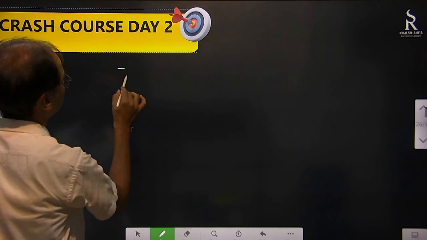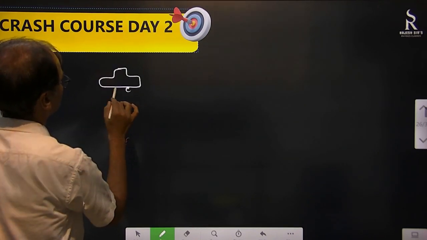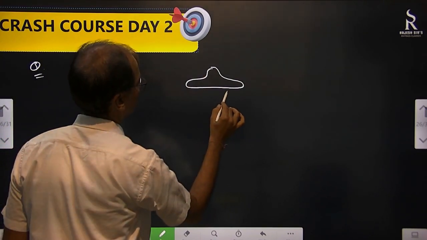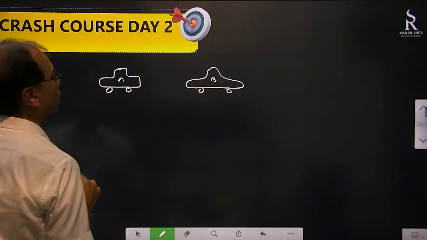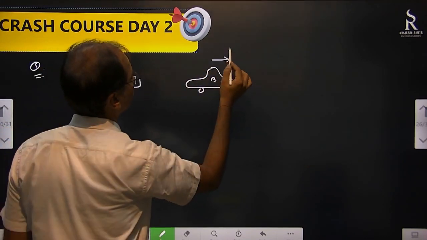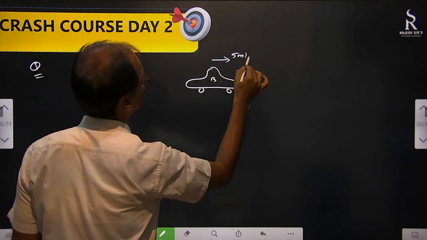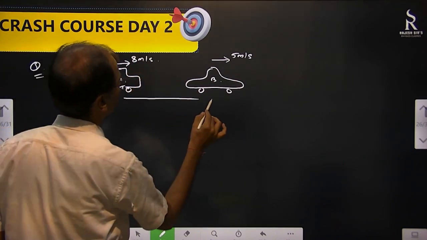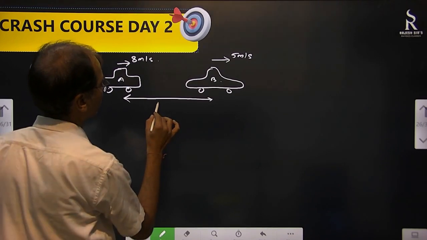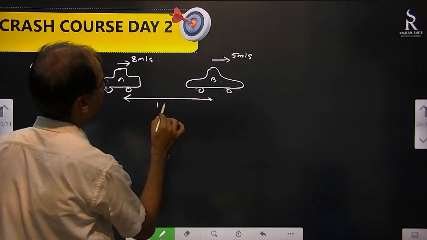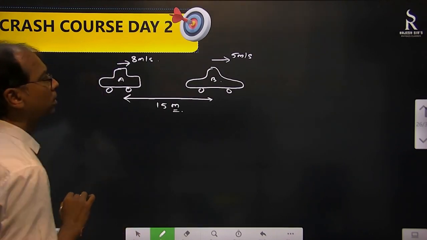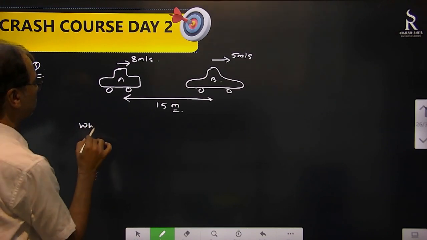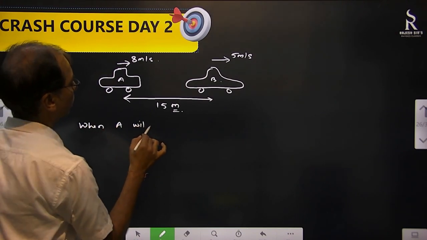Okay, so here is one car. This is car A and here is car B. Car B is, let's say, moving with 5 meter per second, and A is moving with 8 meter per second. Initially, the separation between them is 15 meter. We are asked when A will overtake B.